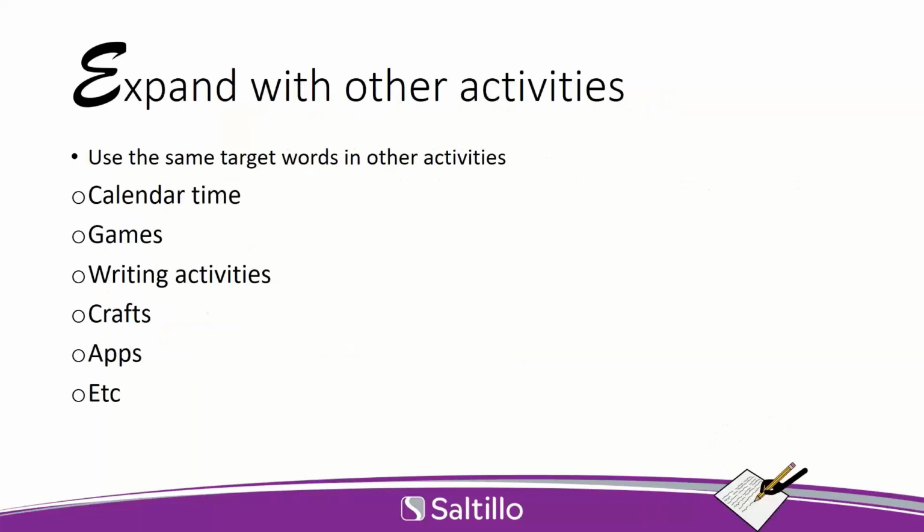It's important. Expanding with other activities is, again, important. Use the same target words in other activities like calendar time, games, writing activities, crafts, apps. So expand beyond just the book. Use the book to give you a jumping off point. If your child can't sit and listen to a book, maybe you don't even do the book. Maybe you just do the core words during these other activities. But these are just some ideas, and we'll talk about some more in a minute.